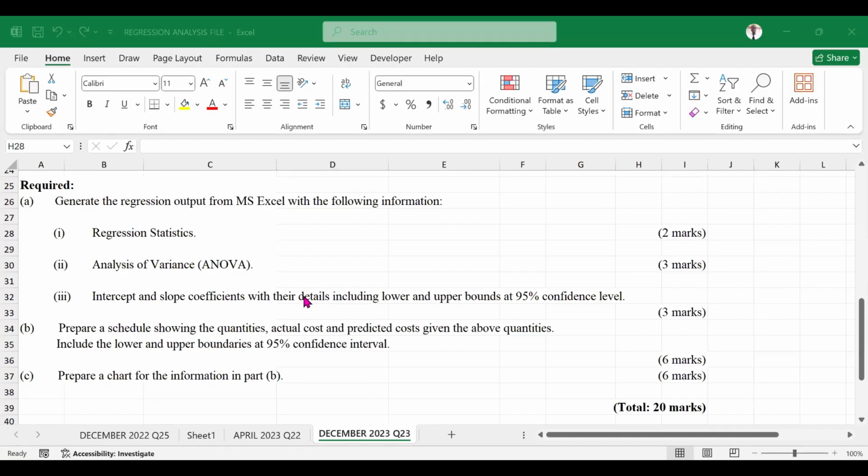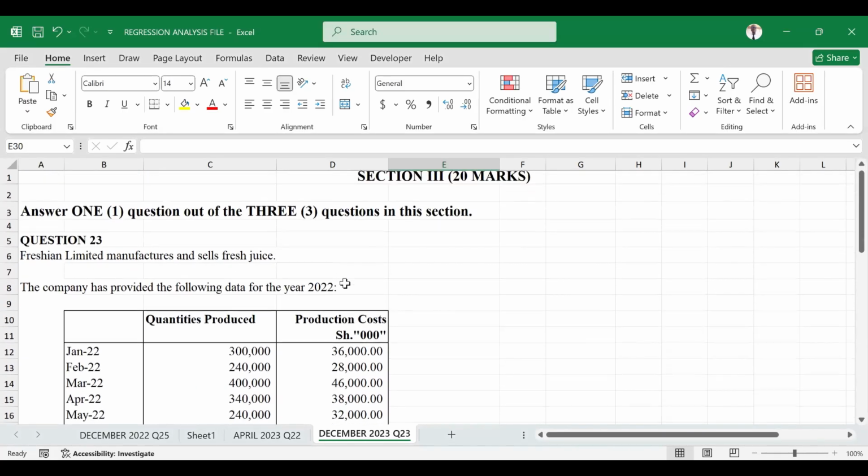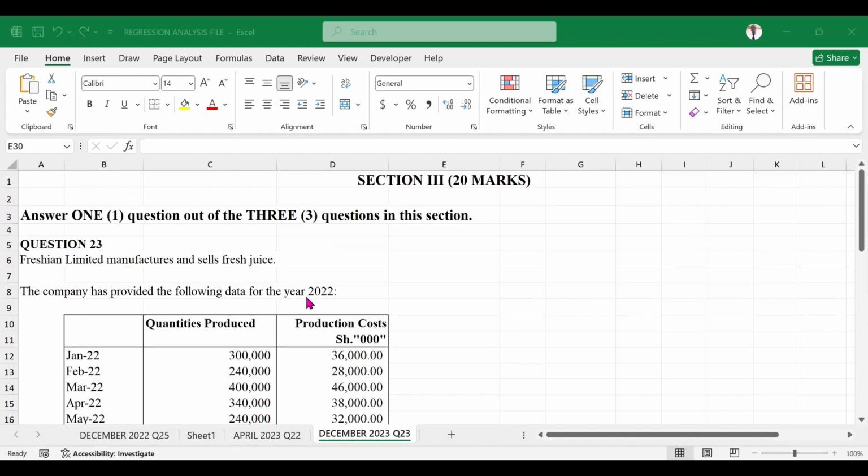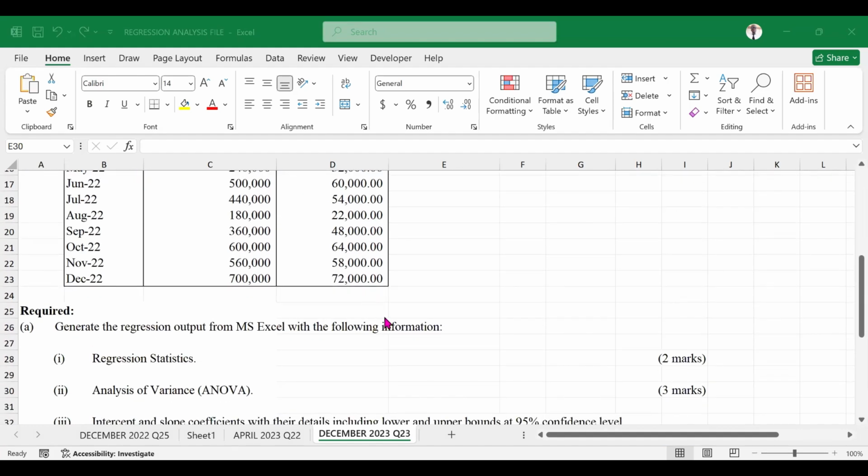So you'll realize that even for those who've not checked on it, like Betty, it is the same analysis you're doing, because what you are required to do is just to identify the variables. Daniel also did it. If you look at the variables given there, they're very simple, and you're just asked to generate regression output from MS Excel.